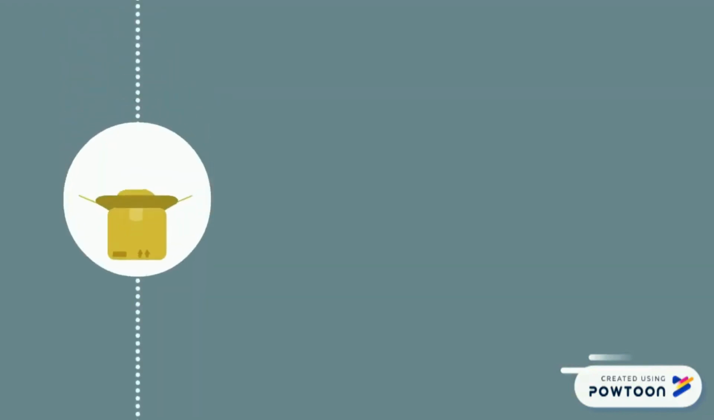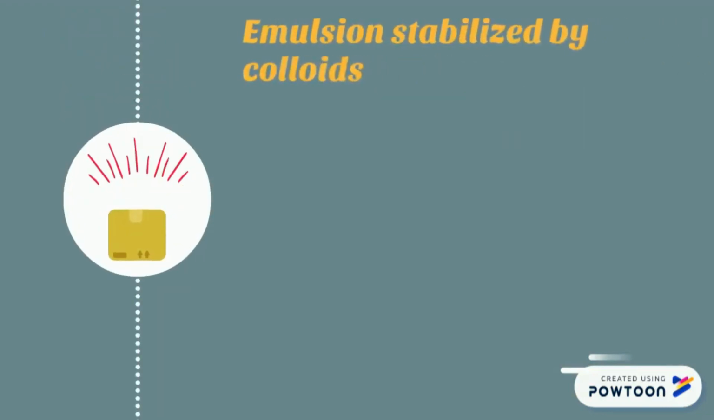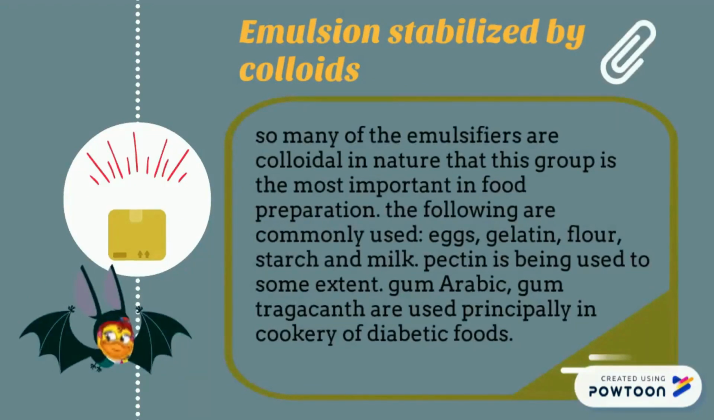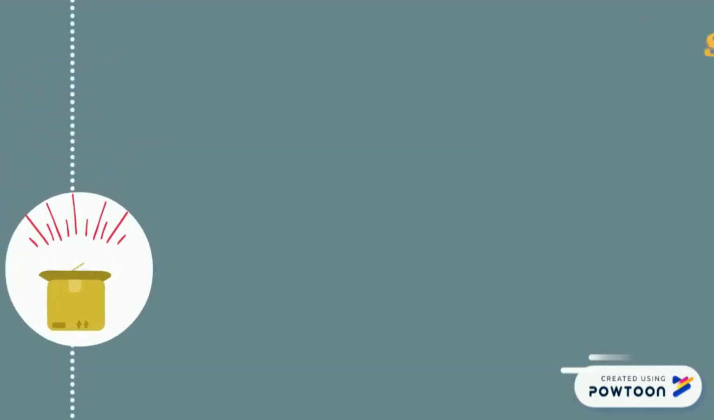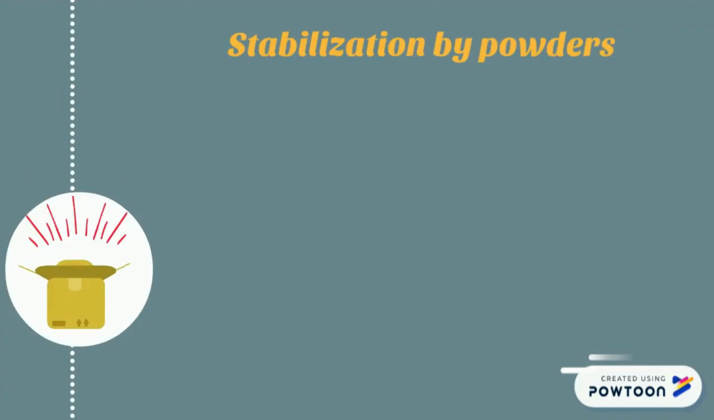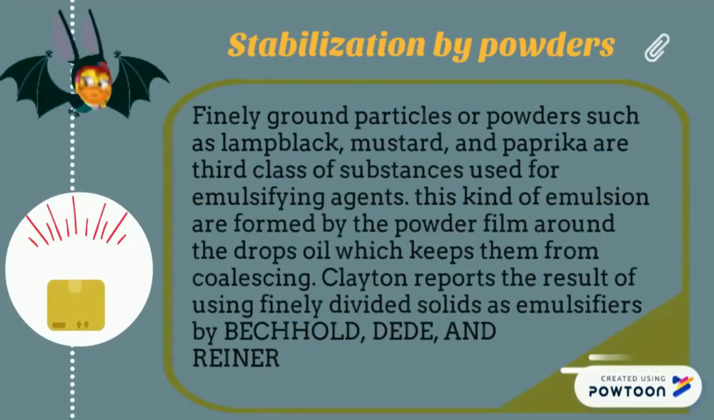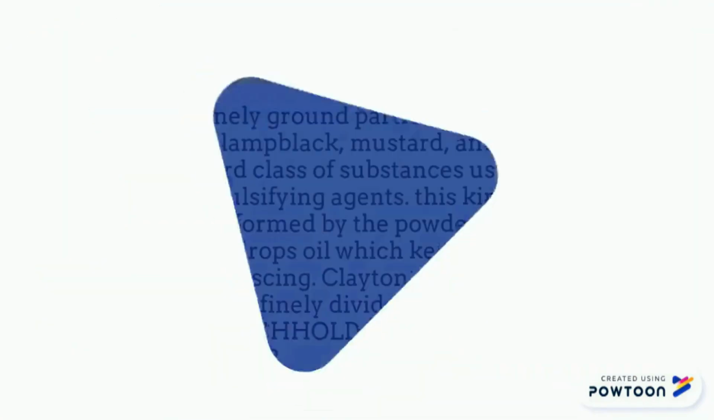Next, the emulsion stabilized by colloids. Many of the emulsifiers are colloidal in nature, so this group is the most important in food. And the last is emulsion stabilized by powders. Finely ground particles or powders such as lamp black, mustard, and paprika are the third class of substances used as emulsifying agents. This kind of emulsion is formed by the powder film around the oil drops, which keeps them from coalescing. Okay, that's what you need to know about the classification of emulsifier.